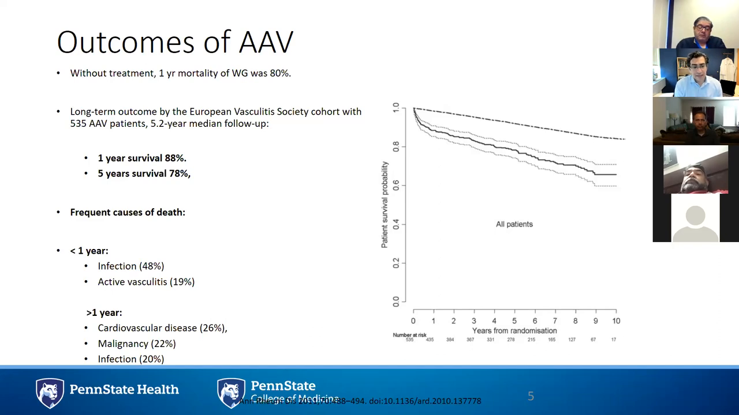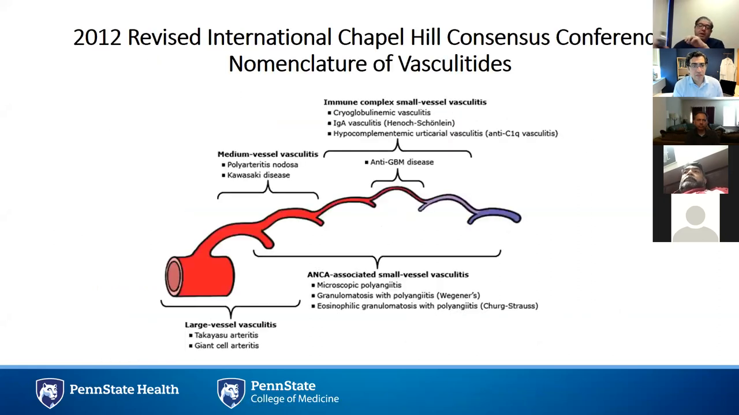The death is still happening. If this is within a year, active vasculitis is a 19% cause of death, and infection is a 48% cause of death. So we have to be careful to manage the disease, but also watch for other complications. The frequent causes of death beyond one year are cardiovascular disease, cancer, and infections.